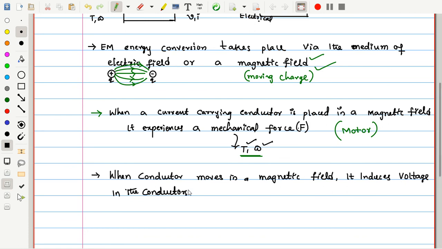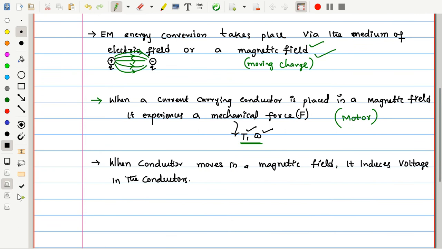In which case will this be taking place? In the case of generators. In generators, this kind of action takes place. When a conductor moves inside a magnetic field, because the conductor is moving, it tries to associate with the change in flux, thereby it induces some voltage in the conductor.